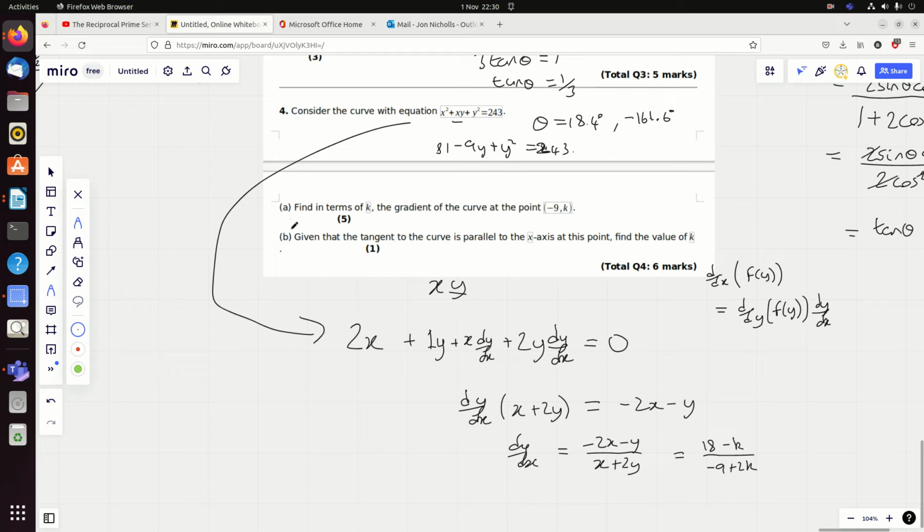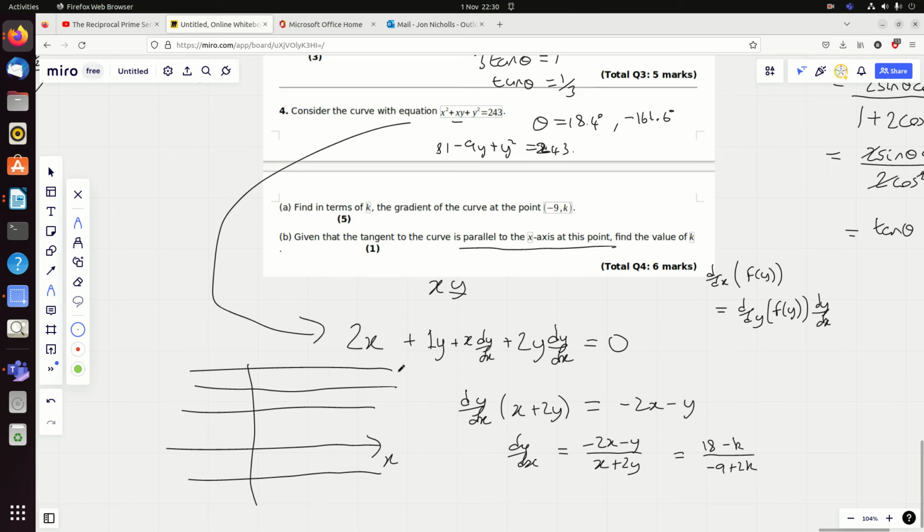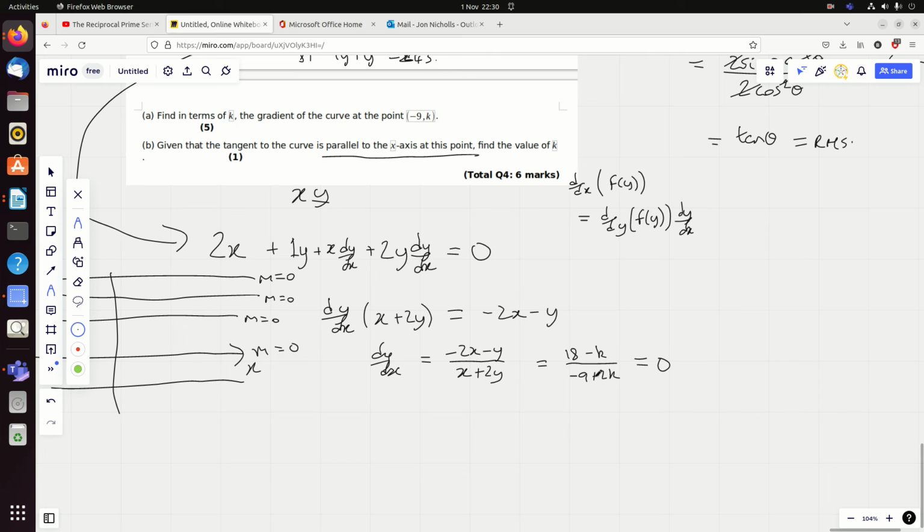Okay, next one. Given that the tangent to the curve is parallel to the x-axis at this point. Now, when a line is parallel to the x-axis, what's its gradient? Yeah, 0. All of these lines have a gradient of 0. The gradient is always 0 if a line is flat. And so this is just their way of disguising saying the gradient is 0. So we need to set this equal to 0. Now, if you've ever got a fraction equal to 0, there's really good news, because you can times the denominator over, and therefore you get just the numerator equals 0. And that means k is 18, and you're done.